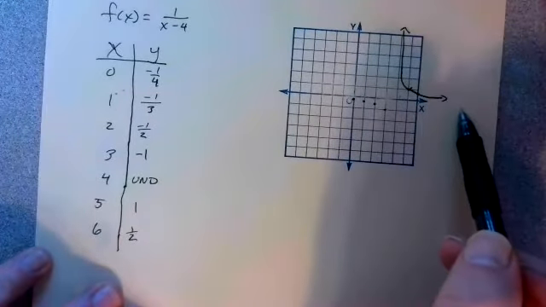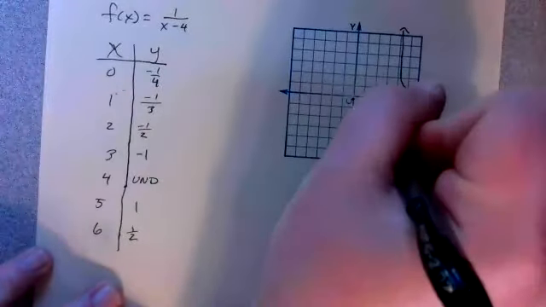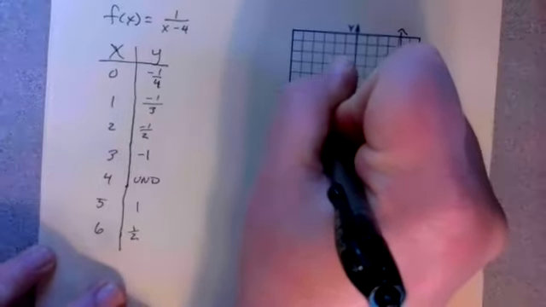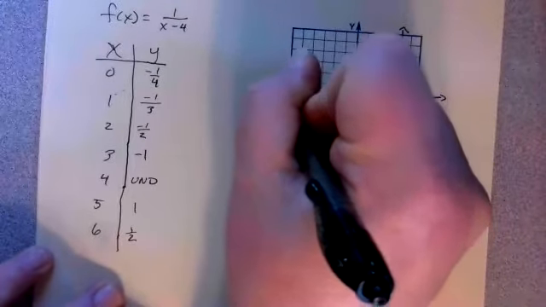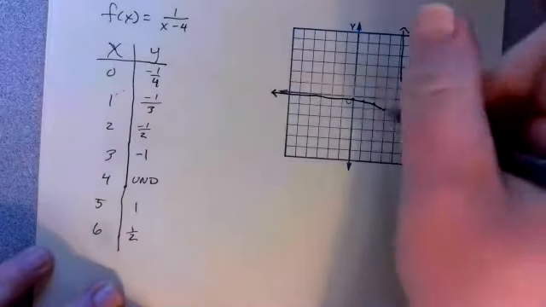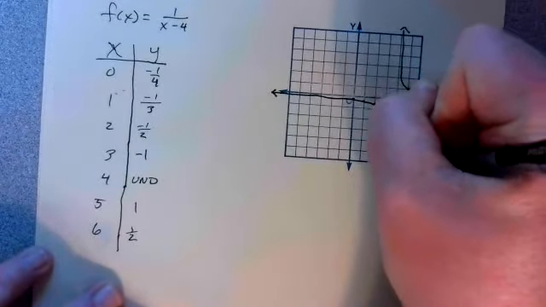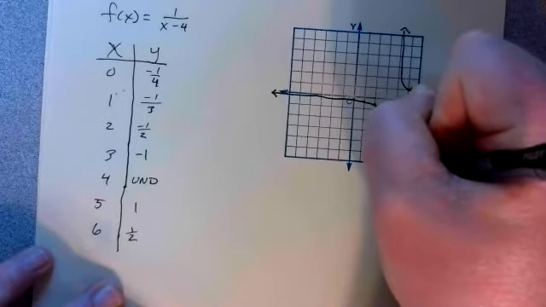And it gets really close to 0, but it never actually touches 0. And on this side, it's going to get really, really close to 0 as the farther negative we get, the closer and closer we get to 0 without ever actually touching it. And the closer we get to 4, it gets really close to negative infinity.